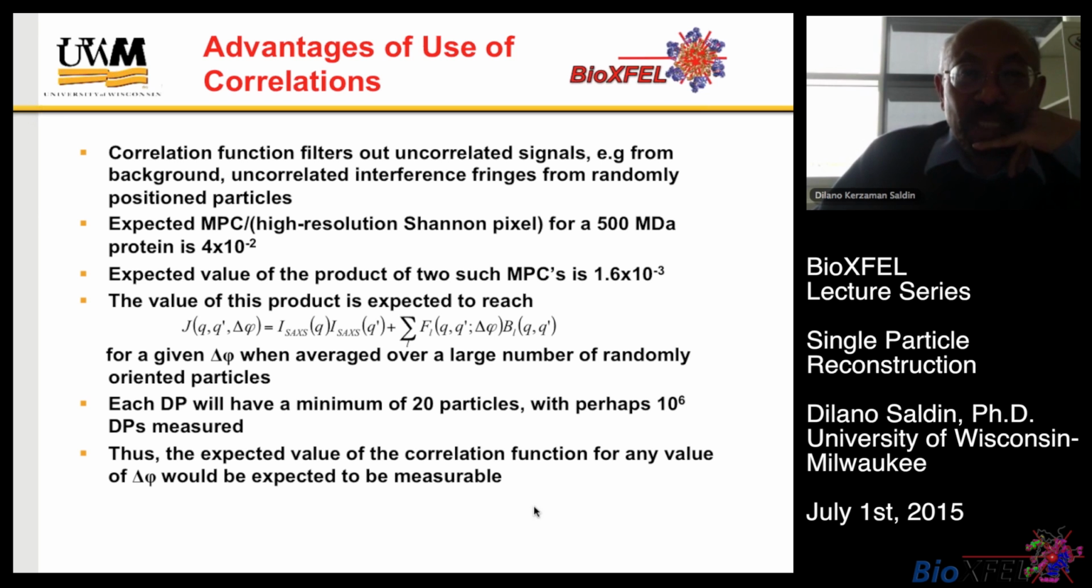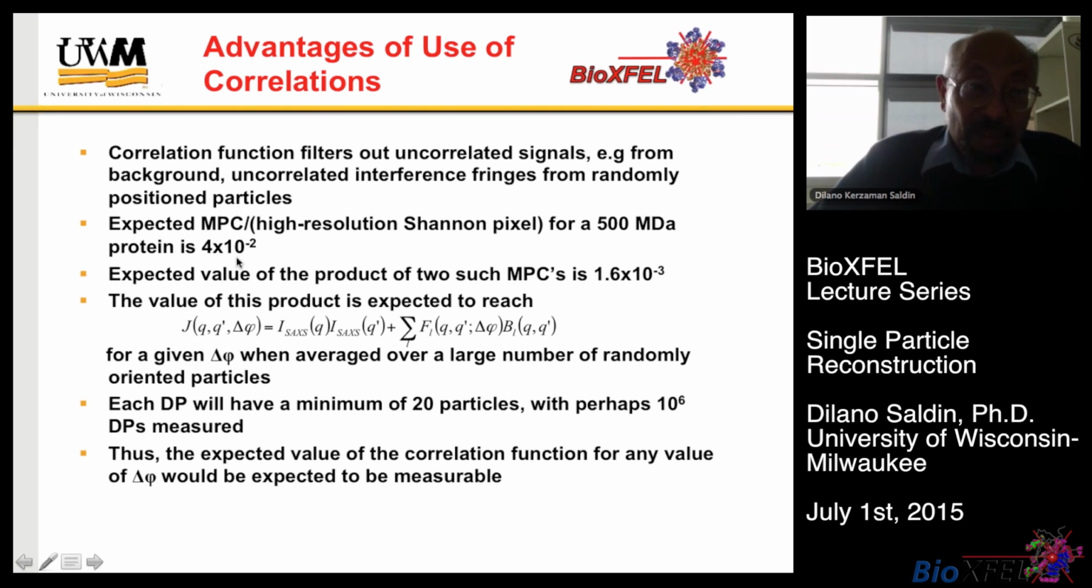Now, the correlation function filters out uncorrelated signals. So these are the advantages of use of correlation. The correlation function filters out uncorrelated signals, i.e. from background. So signals from background will tend to be uncorrelated. Uncorrelated interference fringes from randomly positioned particles.